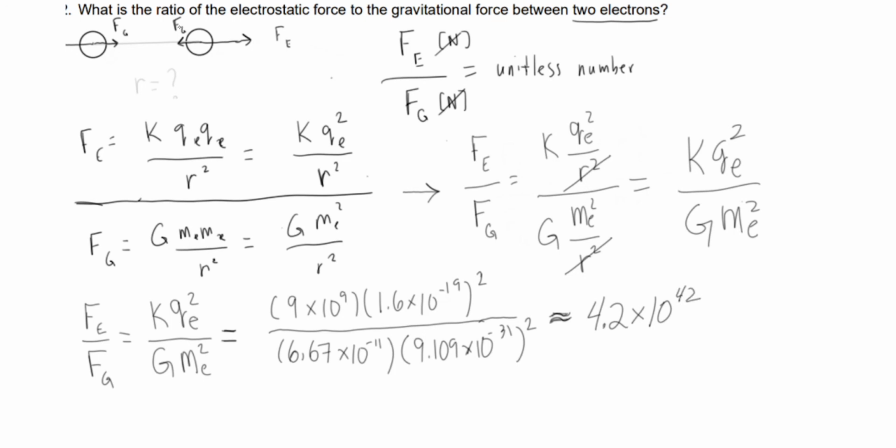Okay, pretty large there. Now, again, no units because our units completely cancel out since we have a force over a force. This is just a relative number saying that the electric force in this case is 4.2 times 10 to the 42 times stronger than the gravitational force between two electrons. Okay, so that is the final result right there.